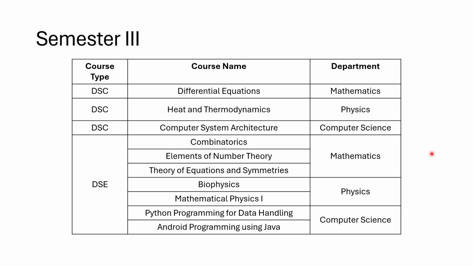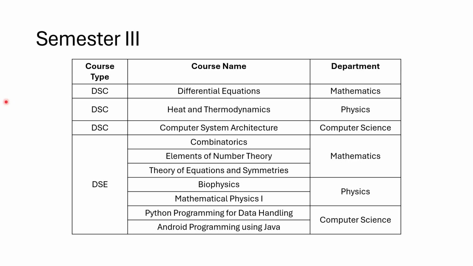In semester 5 and 6, you must choose one GE and one DSE. Okay? And in semester 7 and 8, which are not covered in this slide, you have one DSC course each, which are compulsory.